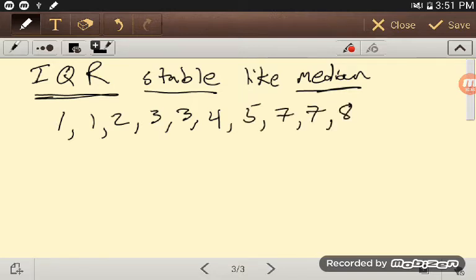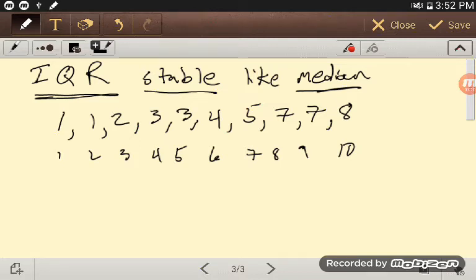Okay, so here are a bunch of numbers. I'll start numbering how many we have: 1, 2, 3, 4, 5, 6, 7, 8, 9, 10. Sure, we'll go with those 10. Now, this is where the IQR is a little less well defined, and we'll see why momentarily.